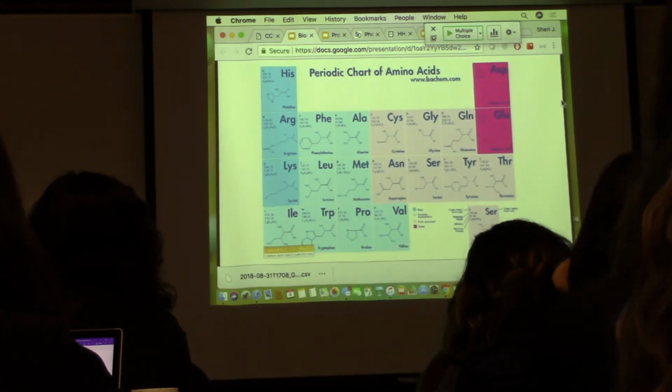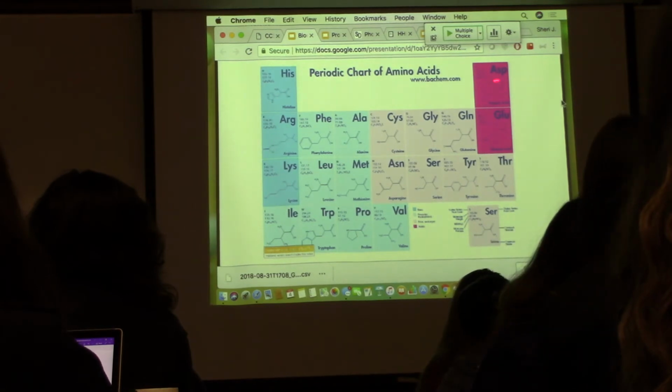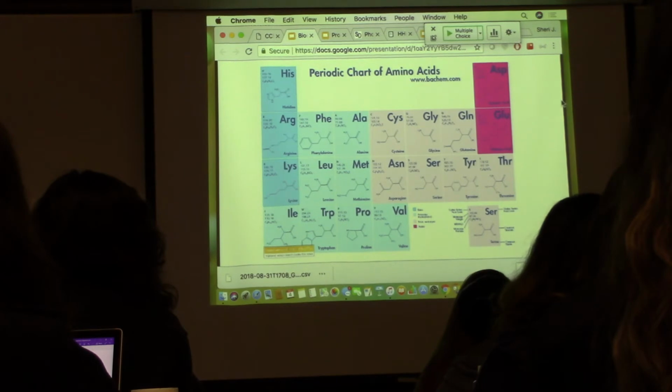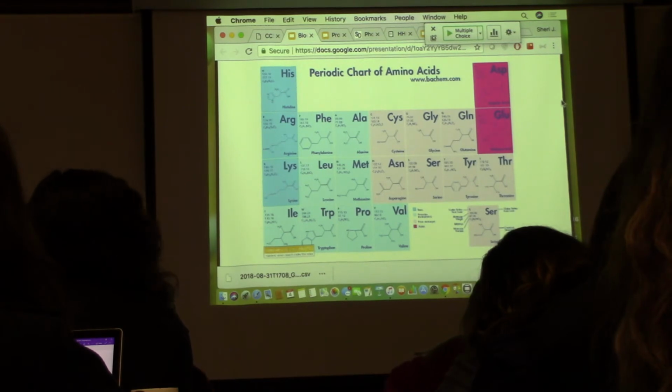Amino acids come in different sort of flavors. There are 20 of them. Some of them are positively charged, so histidine, arginine, and lysine are positively charged. Aspartic acid and glutamic acid are negatively charged. Do you think these amino acids like being around water or hate water? They're charged, so they're gonna like water. They're gonna be polar, very polar, okay?